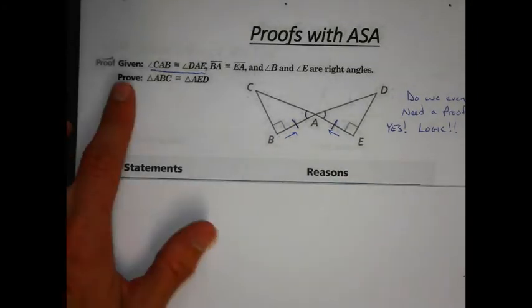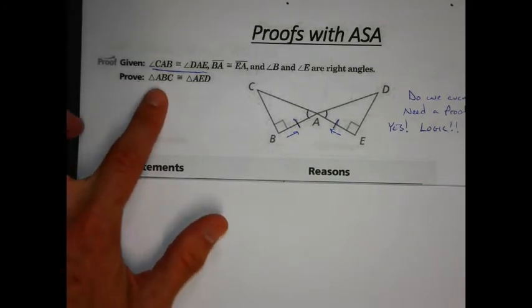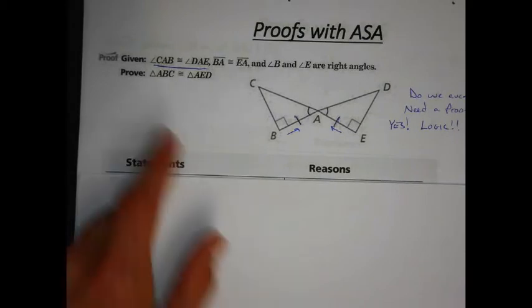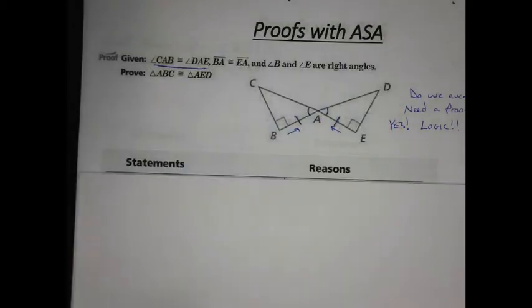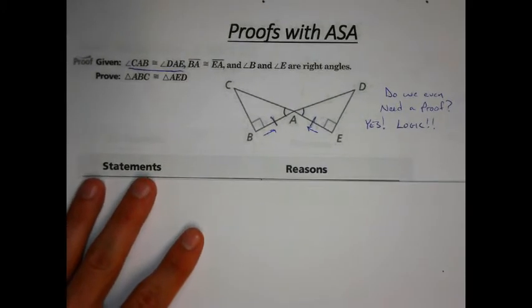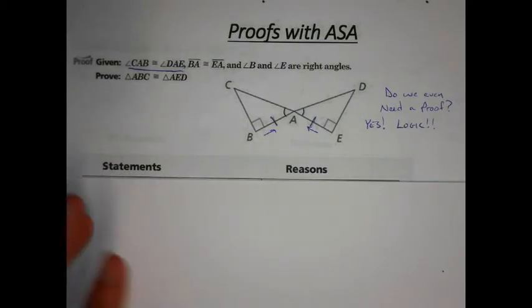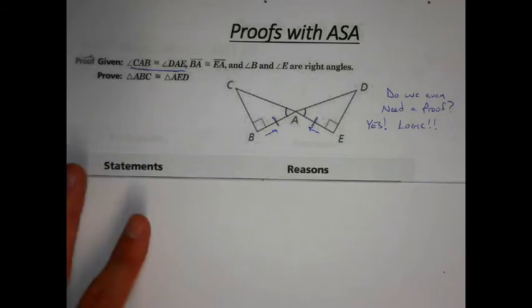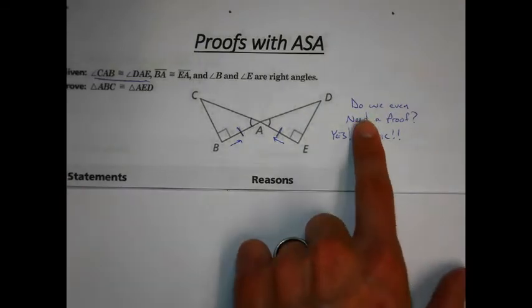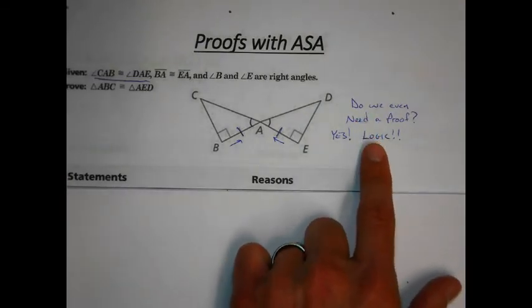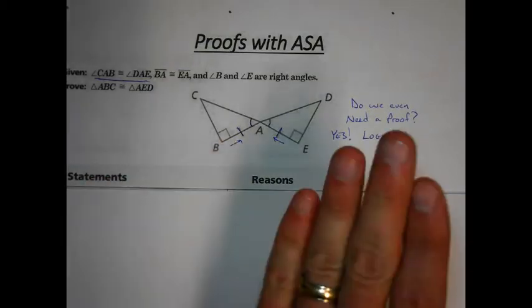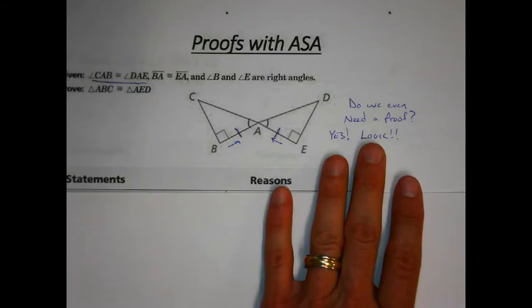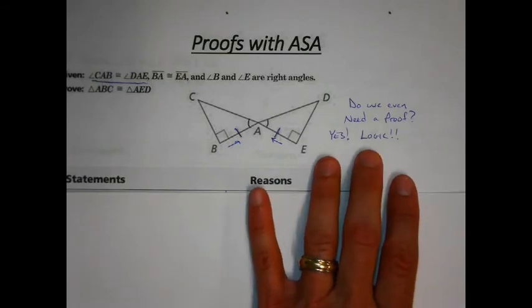Here's what we have to prove. We have to prove triangle ABC is congruent to triangle AED. Now, you might be looking at the picture and thinking of the last examples where we looked at triangles being congruent by angle, side, angle, and you may be wondering, do we even need a proof for this? And the answer is yes. Yes, we do. We need a proof because we have to exercise our ability to use logic.